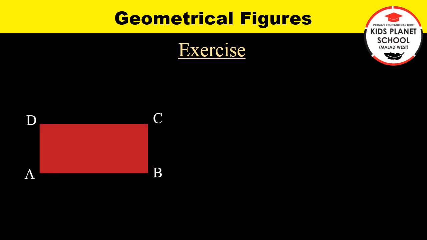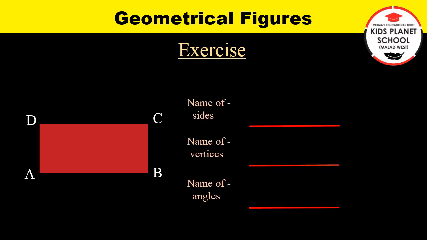This is a rectangle. The name of the rectangle is ABCD. Our first question is name of sides. Children, we have to give the name of sides we see in this rectangle. Side AB, side BC, side CD, and side DA.